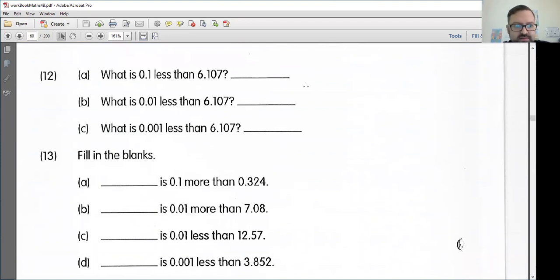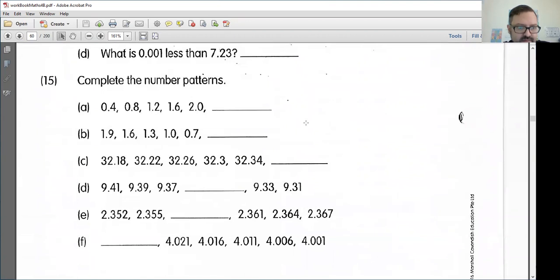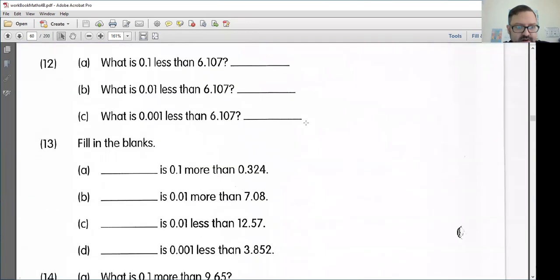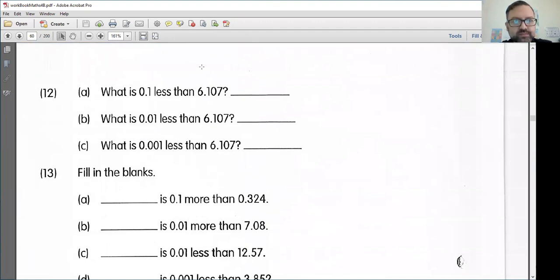Page 60. All right, number 12 here we have, what is one less? Make sure we're paying attention to less. This means we're subtracting one tenth less, or 0.1 less than 6.107. The only thing that's going to change is your number in the tenths place. So we should have 6.007. All right. Next, I'm changing my number in the hundredths place.